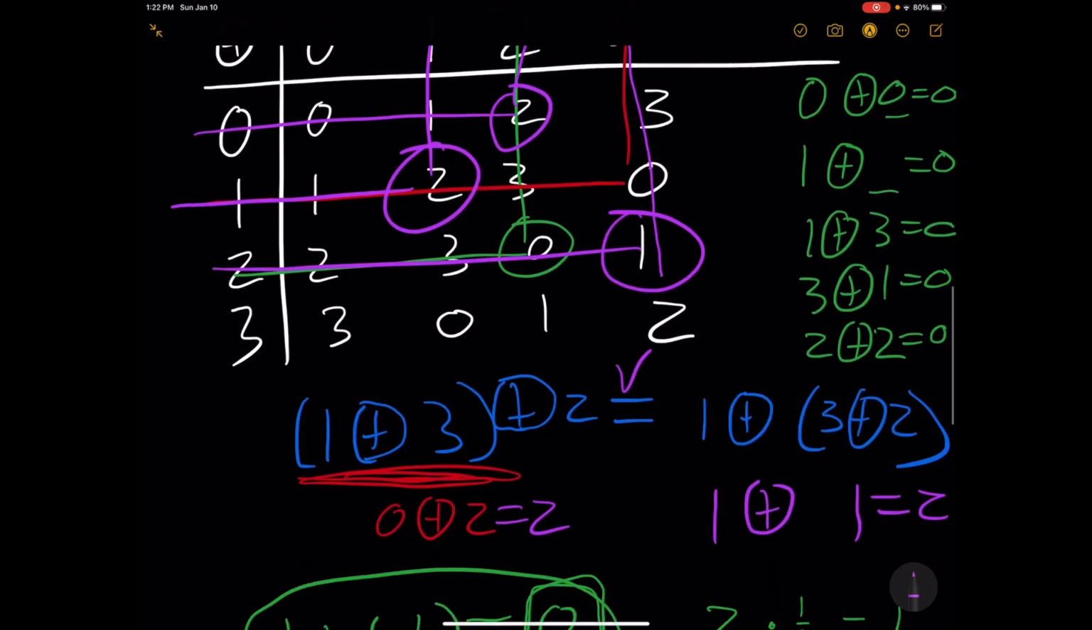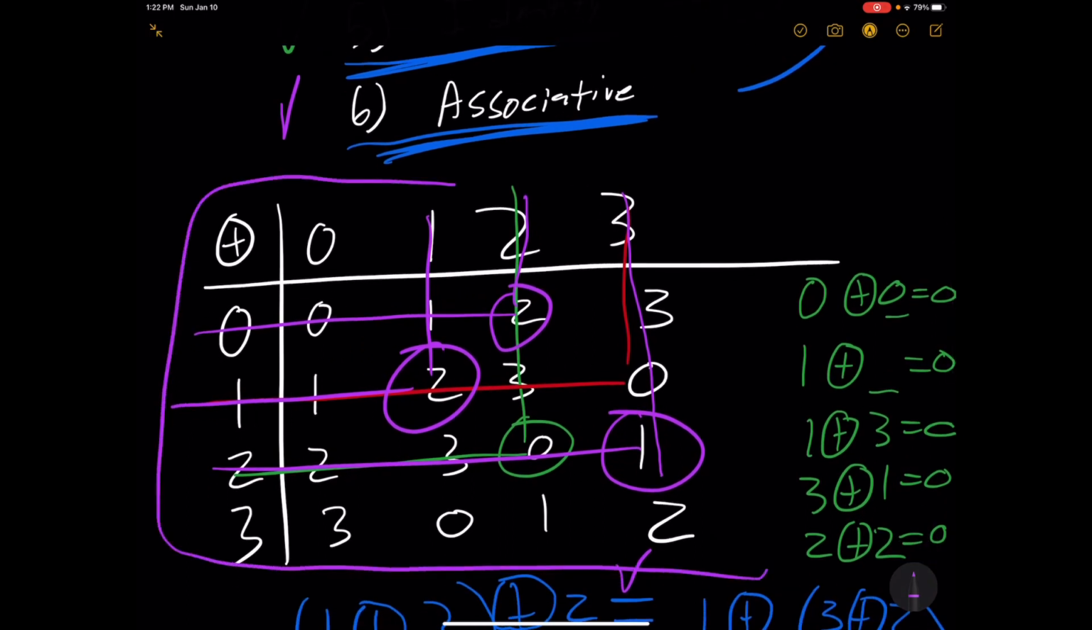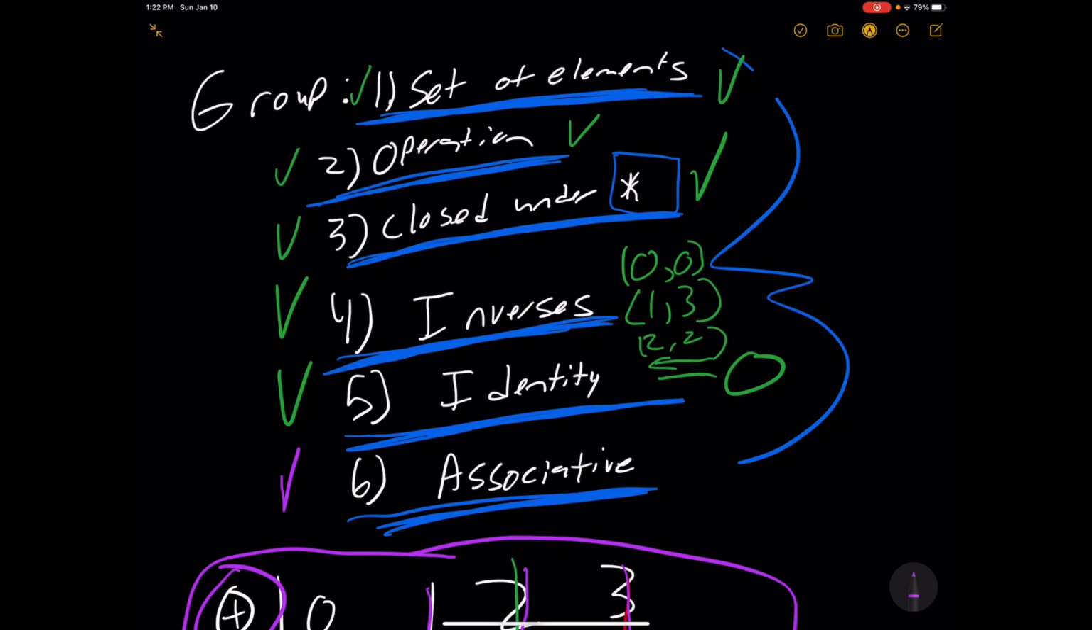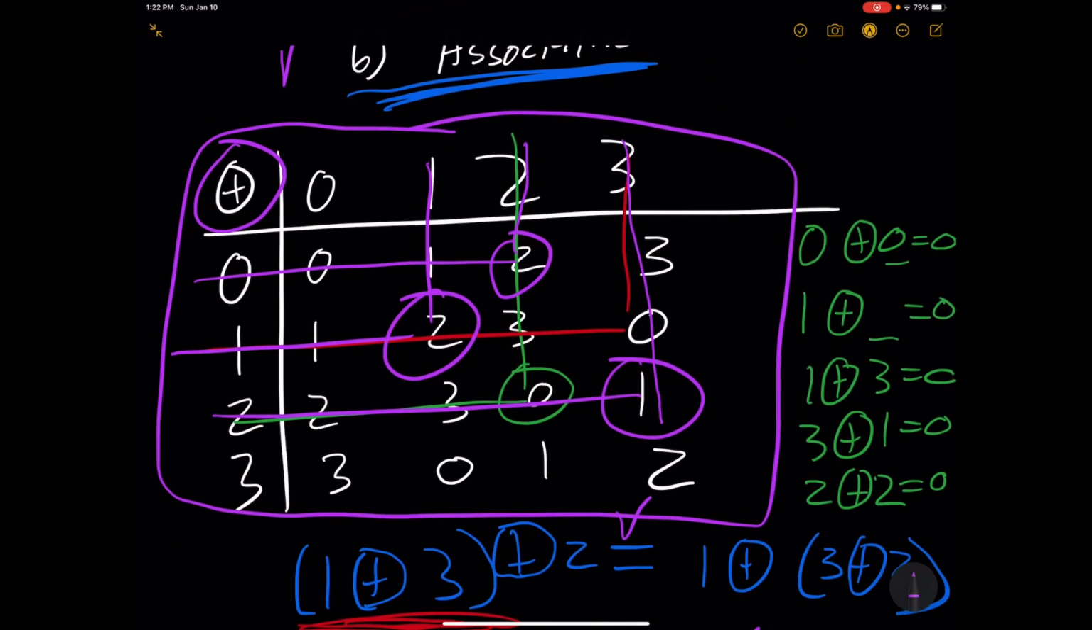So that tells us that the clock with 4 hours forms a group under this new type of addition, under this new addition symbol. And that's how you prove that something's a group. You just go step by step using the definitions, and you see if the definitions apply to the group that you're applying them to. And that's all there is to it.